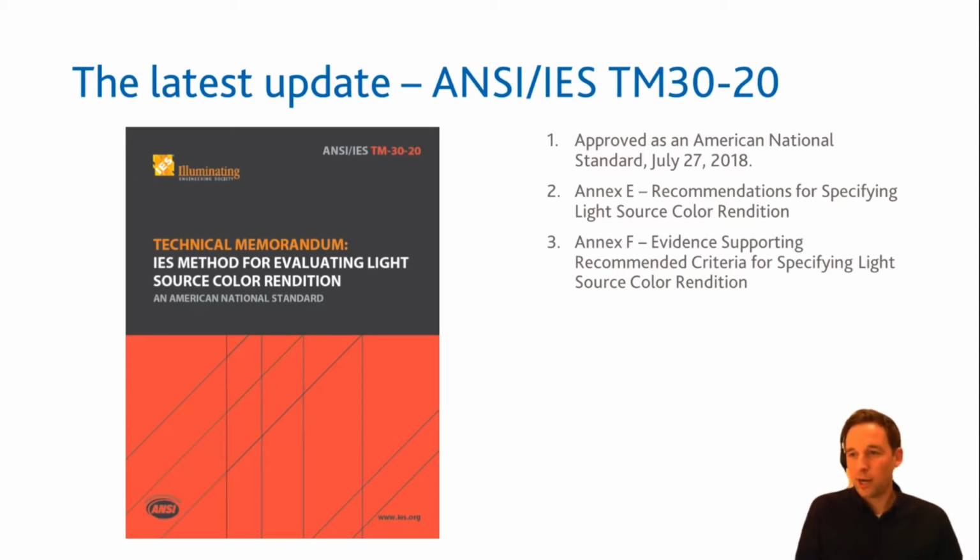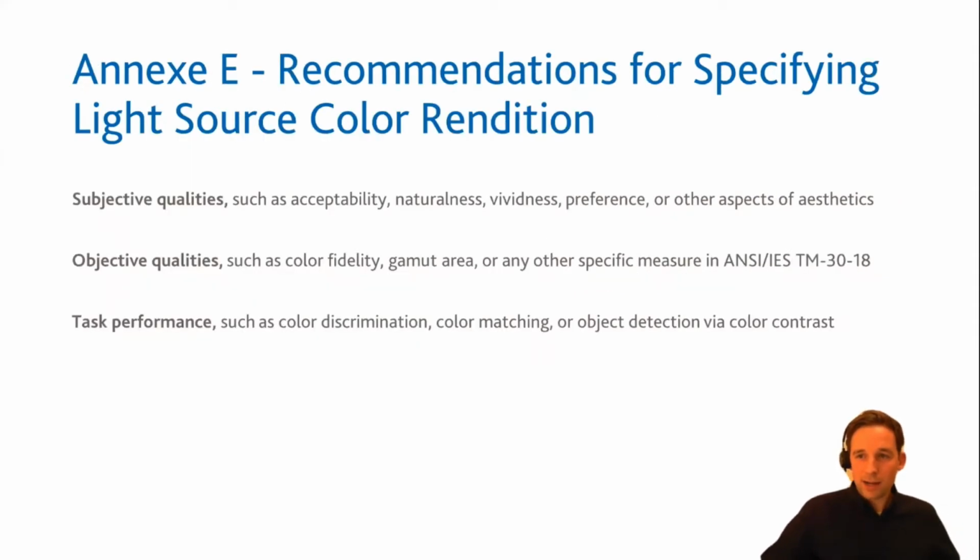We are going to ignore Annex F because it is evidence supporting Annex E, and for what we're doing, we don't really need to worry about that. But Annex E is what we're really interested in. This is how to use TM-30 to specify products. Annex E recommendations for specifying light source color rendition look at three separate things. It takes into consideration subjective qualities, objective qualities, and also task performance. And the whole thing is based on those three ideas: subjective, objective, and task performance.